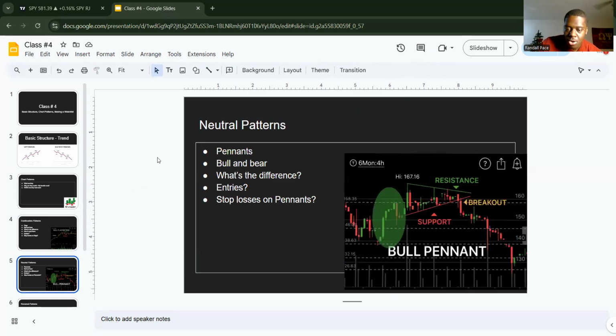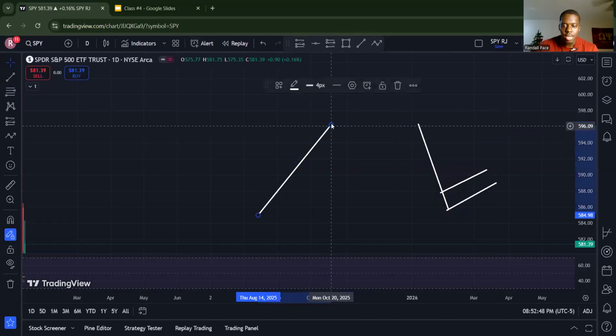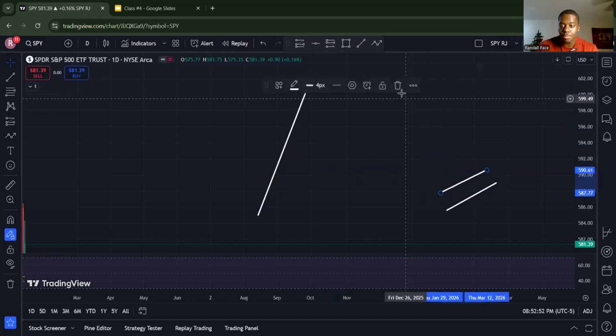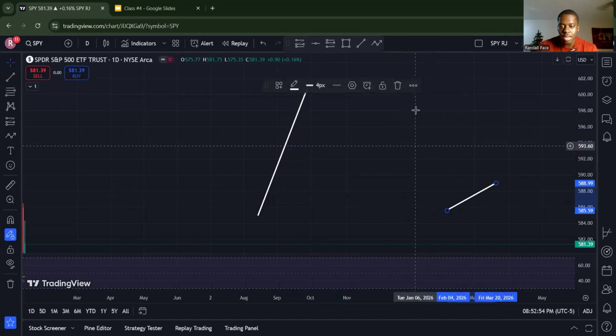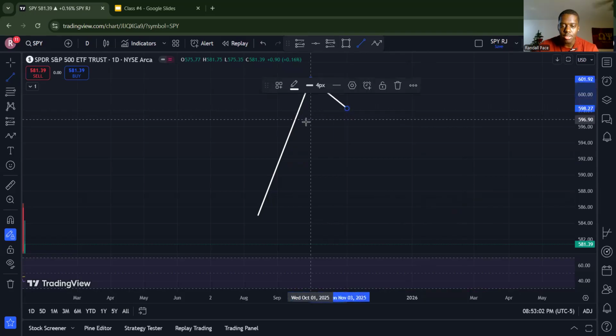Neutral patterns are pennant patterns, right? So a pennant pattern is also called a triangle pattern, okay? And what's the difference between the flag and the pennant pattern or triangle pattern is only one thing, but that one thing is huge. The difference is the shape of that bottom trend line.